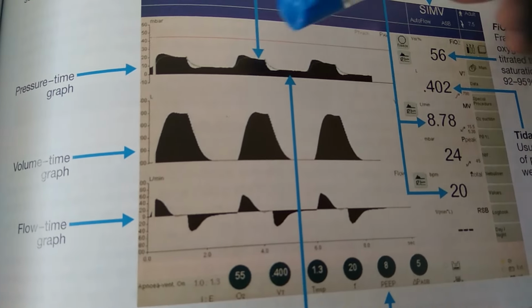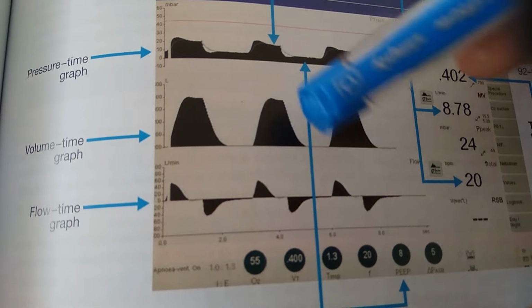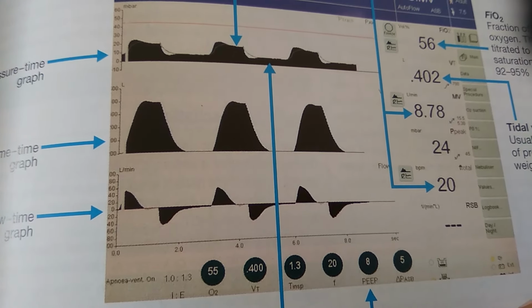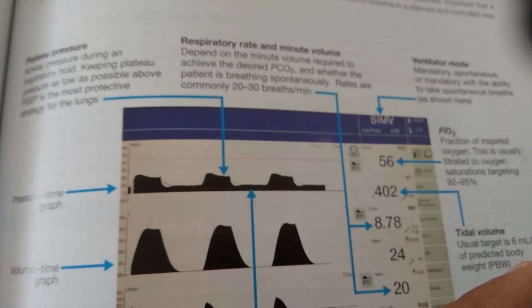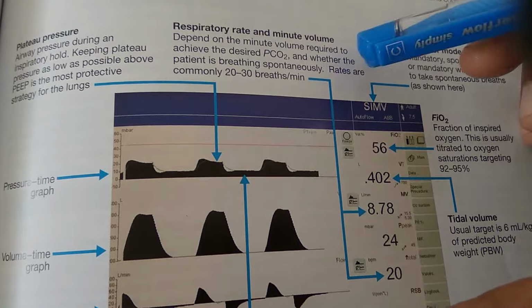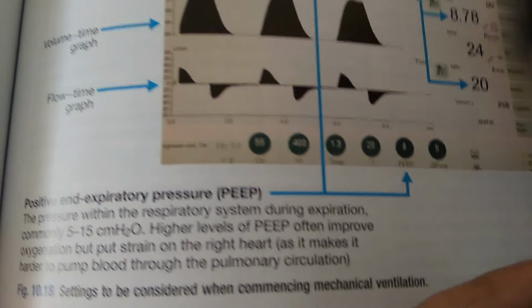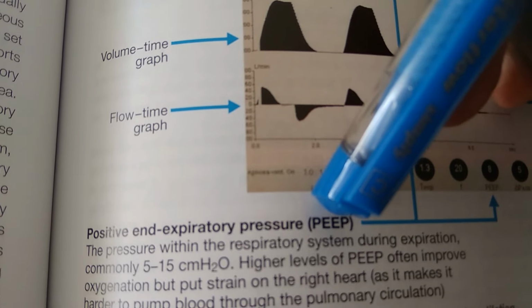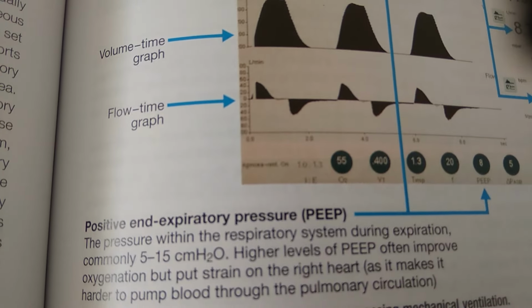So here they have shown you the pressure, volume, flow. What are they talking about, guys? This is about positive pressure, PEEP. Okay, so it's written here, positive end expiratory pressure. PEEP is what? Positive end expiratory pressure.